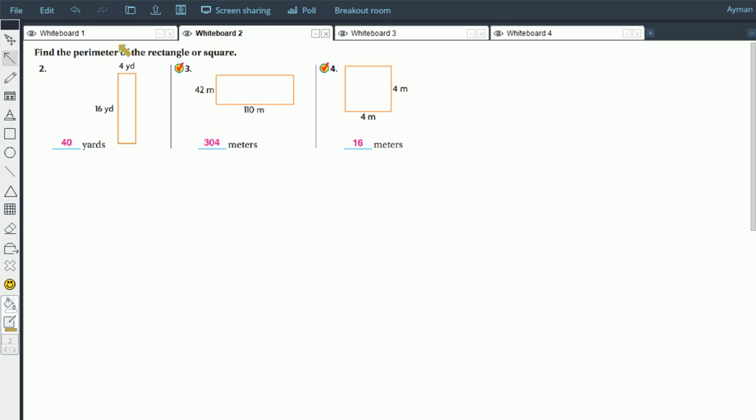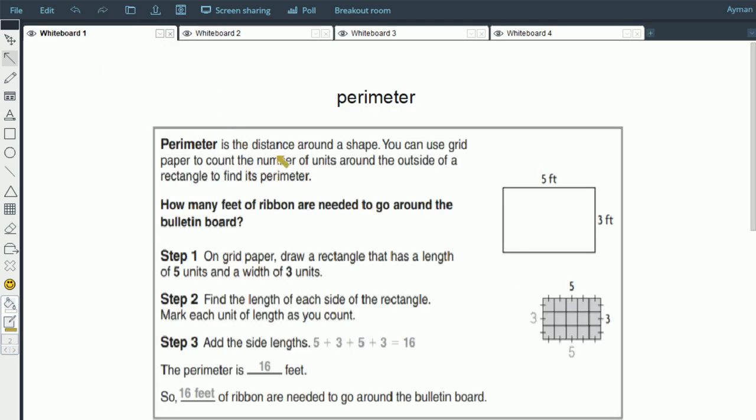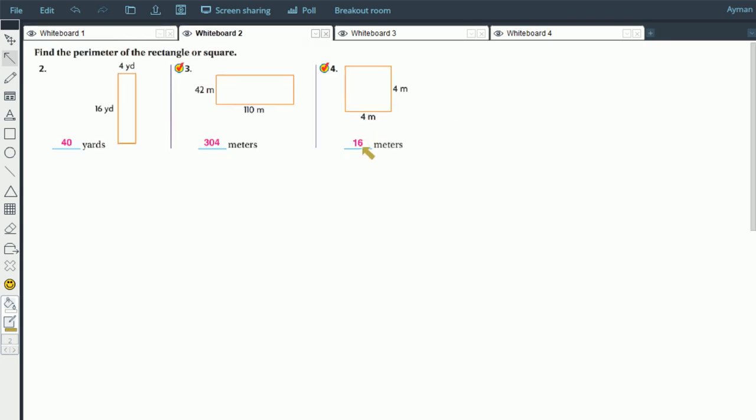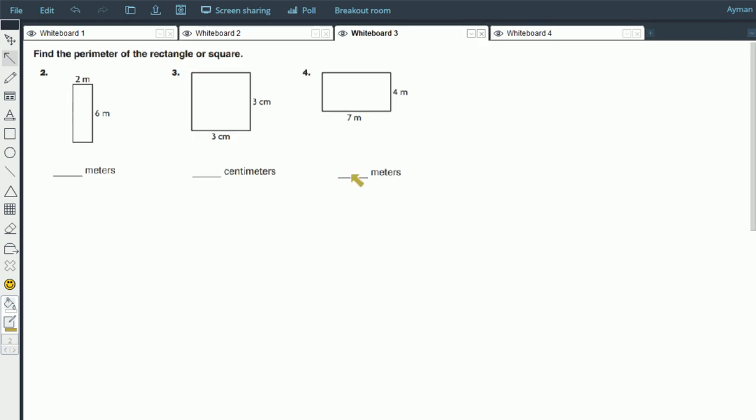The perimeter is the distance around any shape, okay? Here we have 4 meters and 4 meters, then 4 plus 4 plus 4 plus 4, it will be 16. Or 4 times 4, it will be 16, because we have 4 equal sides in the square. Now we will solve these questions.